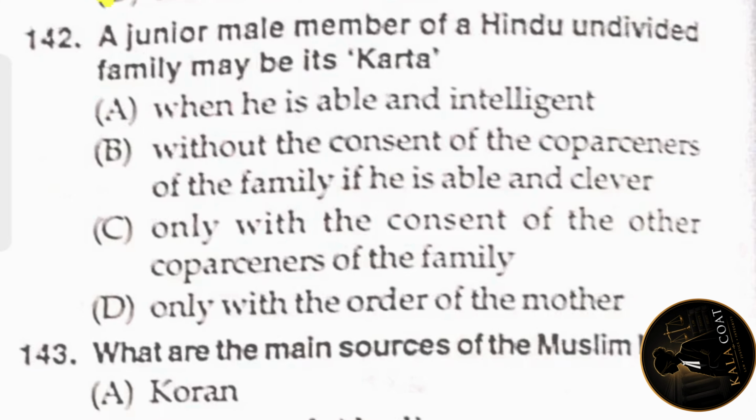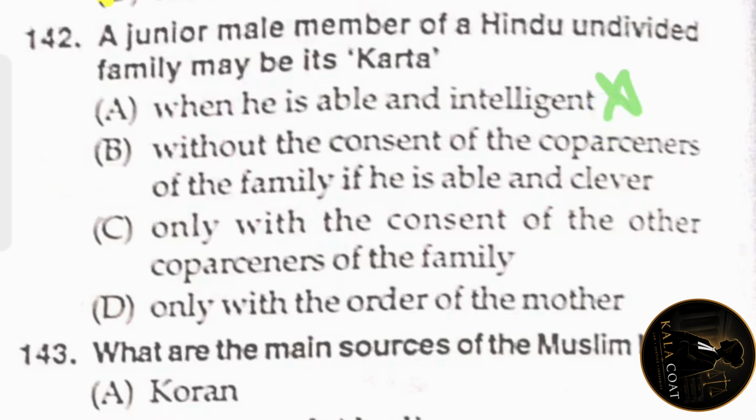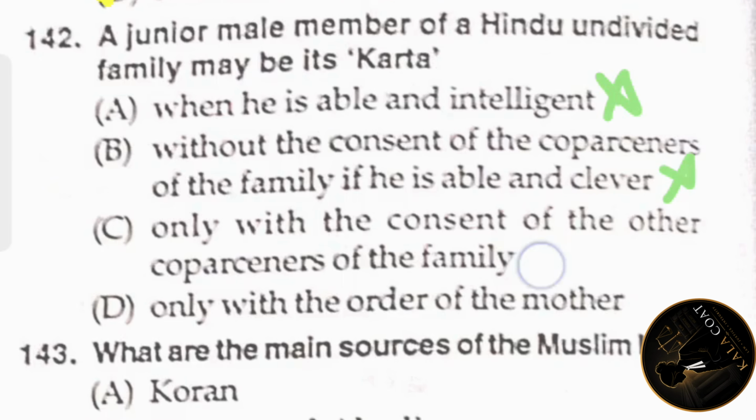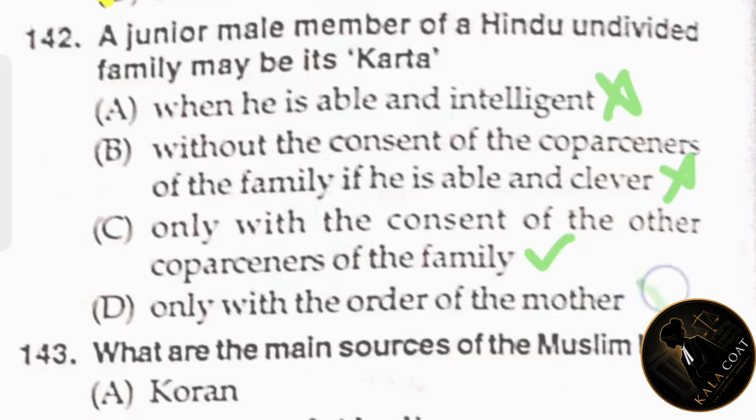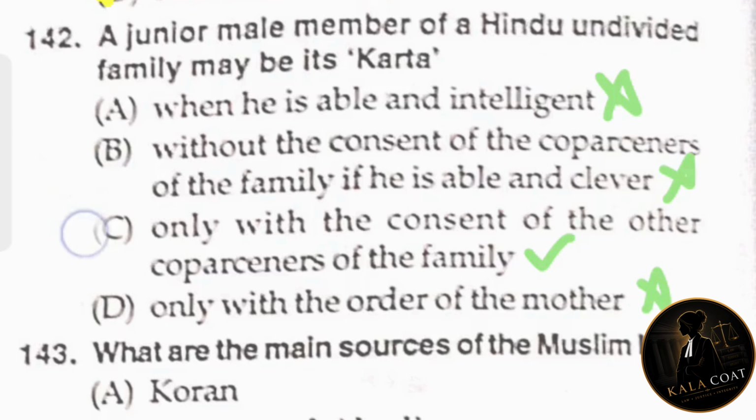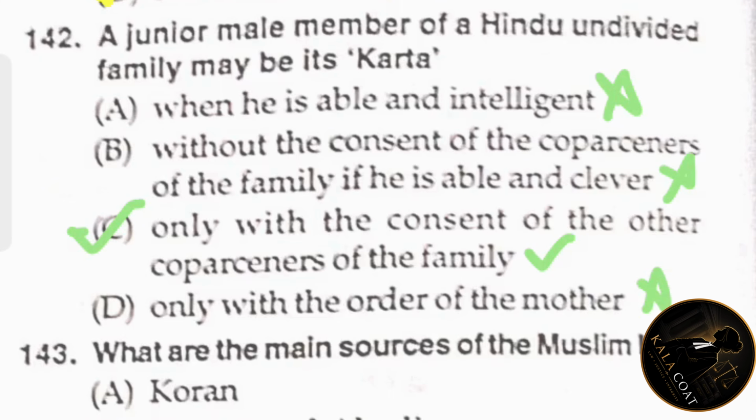Question number 142. A junior male member of a Hindu undivided family may be its karta when he is able and intelligent, not required, without the consent of the coparceners of the family if he is able and clever, no, only with the consent of the other coparceners of the family. Yes, this is right. Only with the order of the mother. No, this is also incorrect. So our correct answer will be option C, only with the consent of the other co-partners of the family.